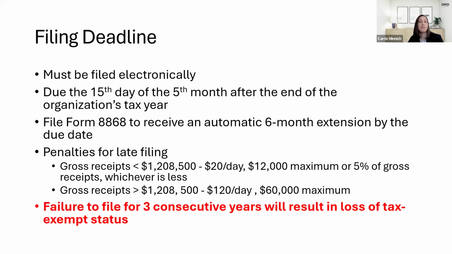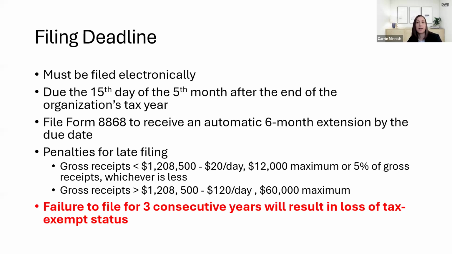Also, the 990 must be filed electronically. It cannot be filed on paper. It's due the 15th day of the 5th month after the end of the organization's tax year. So for all of you December year ends, it's due May 15th. For all of you June year ends, it's due November 15th.